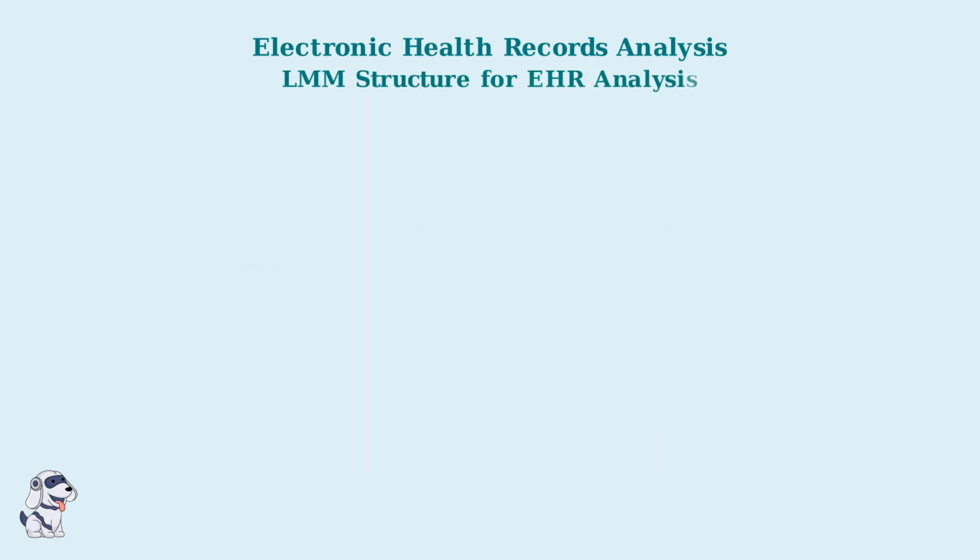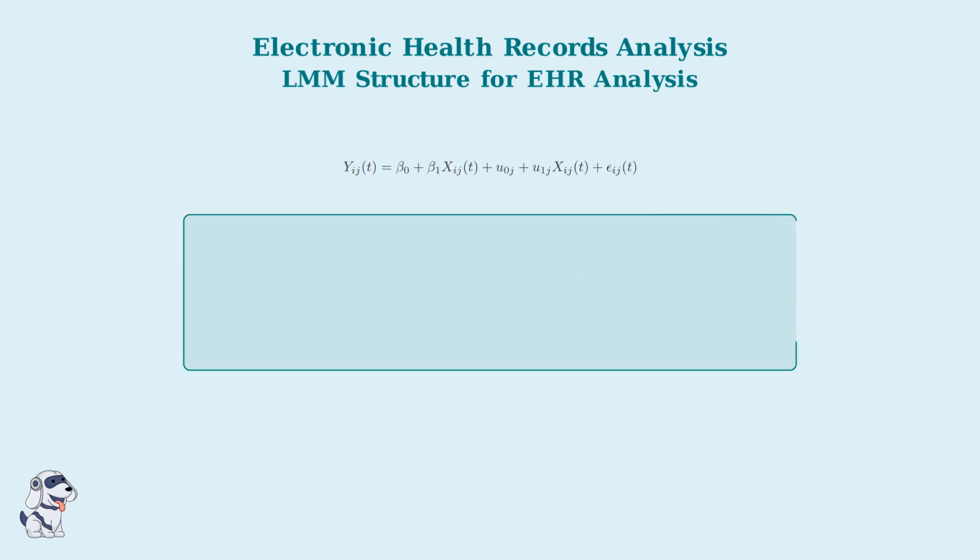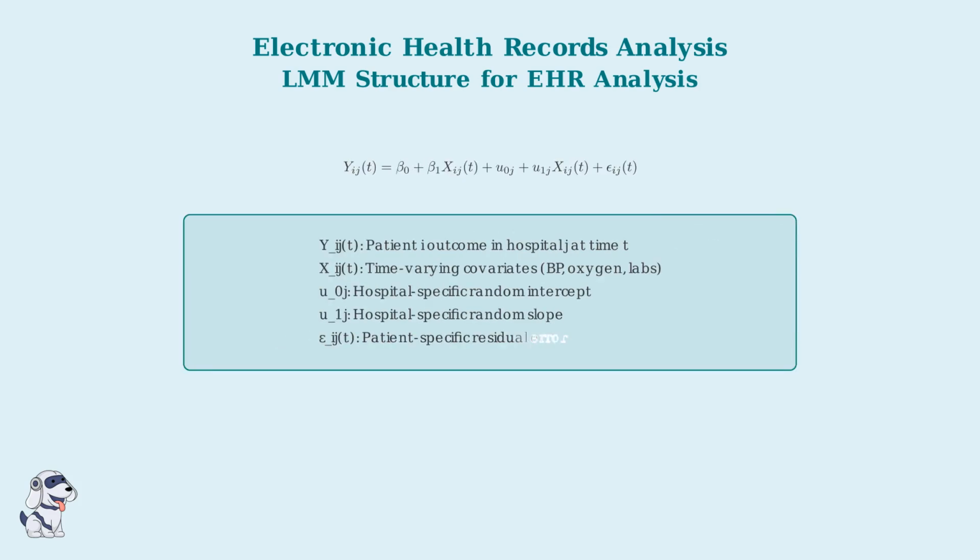The linear mixed model for electronic health records analysis includes time-varying covariates and hospital-specific random effects. This structure captures both the changing patient conditions over time and the unique practices of different hospitals.